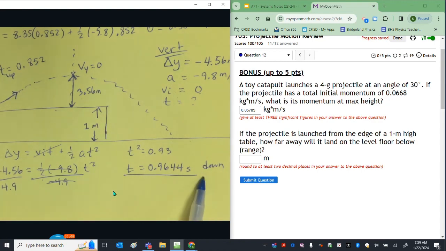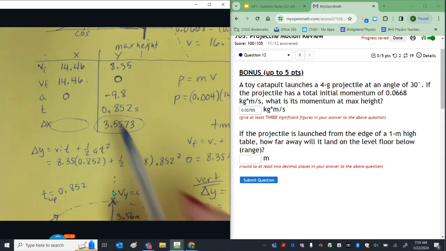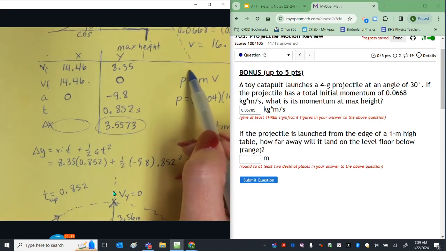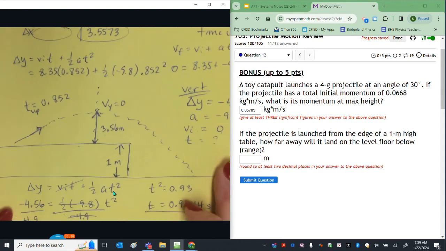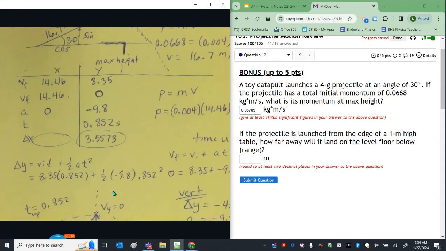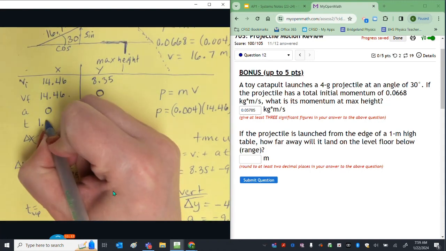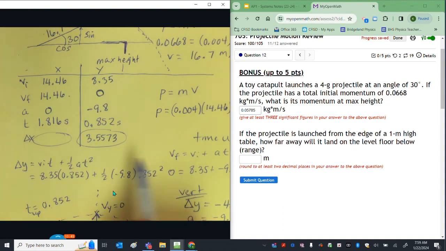If I'm trying to figure out my horizontal range, which I was looking for all the way back up here, I need the total time that it's in the air. So we're going to take the 2 times that we just found, and we're going to add them together. The total time in the air, which is this time up plus my time down, is going to be 1.816 seconds. That's the total. And that's what I use to find range.